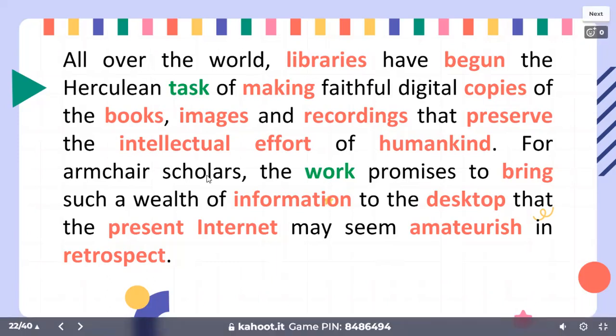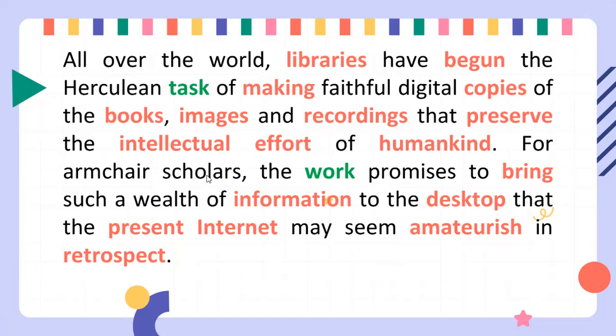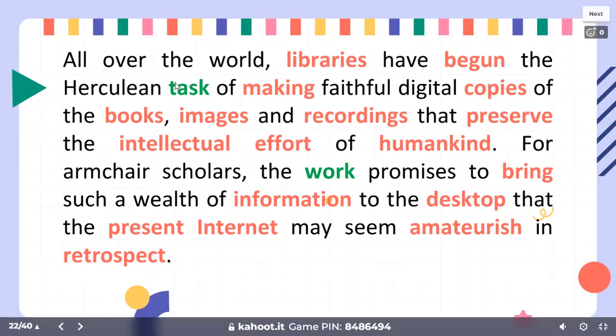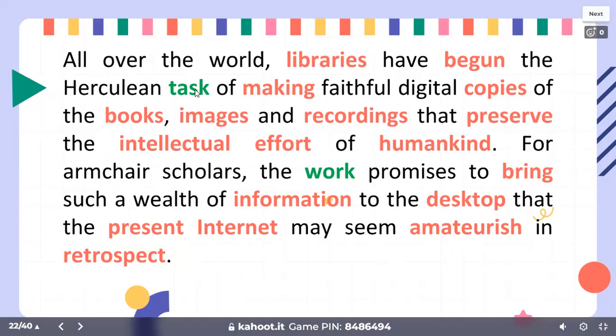Now, for armchair scholars and scholars, so these are what they call erudite or people who have a lot of knowledge, ulama. Now the work, which work? Well, this one, it is the task of making faithful, and so on. Now here we have task and here we have work. And this is what you call text cohesion. Now, cohesion is the relatedness of sentences. We relate all the sentences together without repeating the same word. So we can say task, we can say work. And this is an instance of substitution.